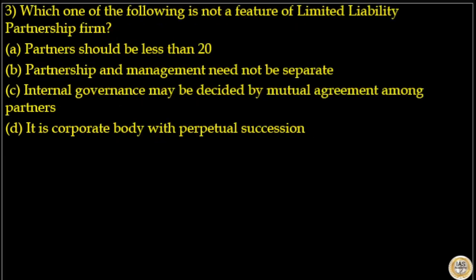Next is, which one of the following is not a feature of Limited Liability Partnership firm? That is LLP. Option A, partners should be less than 20. That is incorrect. Option B, partnership and management need not be separate. That is correct. Option C, internal governance may be decided by mutual agreement among partners. That is correct. Option D, it's a corporate body with perpetual succession. That is also correct. So the answer to this question is option A.